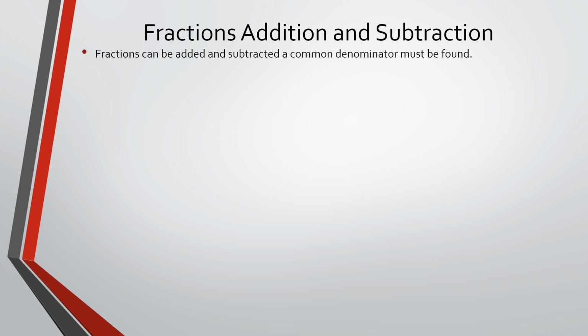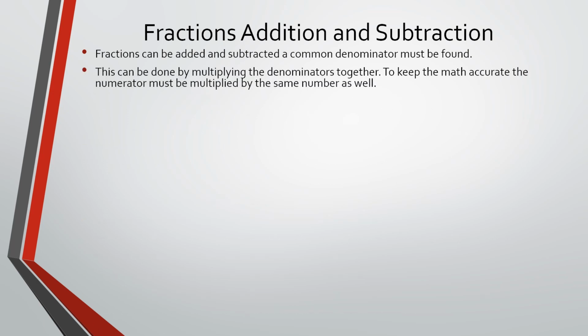So fractions can be added and subtracted. A common denominator must be found. So the denominator is the bottom value. Remember this. This can be done by multiplying the denominators together. To keep the math accurate, the numerators must also be multiplied by the same number that we're multiplying the denominators with. All right.